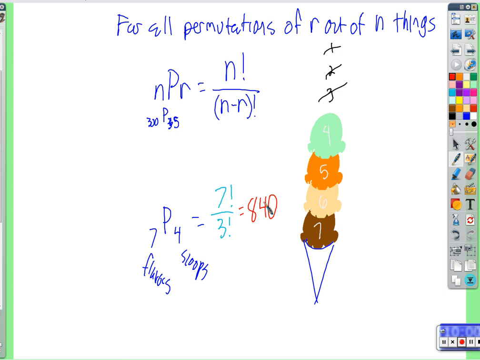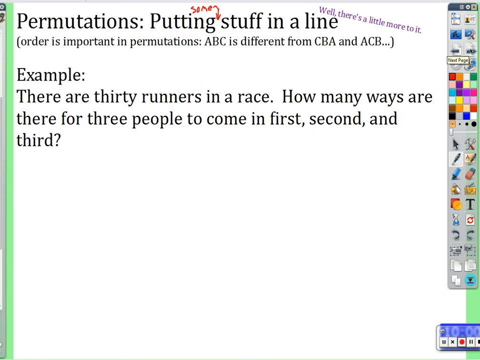Okay. Let's do a couple more permutations. So what we're doing here with permutations is a little more than just putting a bunch of stuff in a line. We're putting some of the stuff, like 4 of the 7 things. Remember, order is important here. So there are 30 runners in a race. How many ways are there for 3 people to come in first, second, and third?